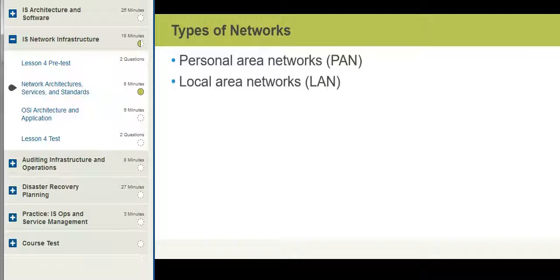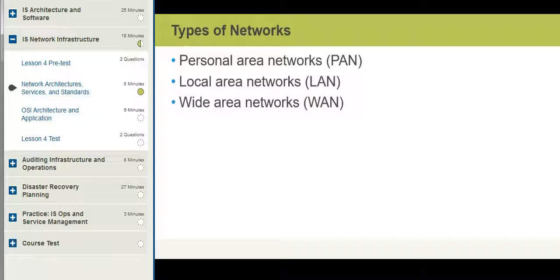Local area networks cover a limited scope, for example, a floor of a building, an office, or a campus. LANs typically have higher data rates. They typically use Ethernet, with gigabit or 10 gigabit Ethernet.